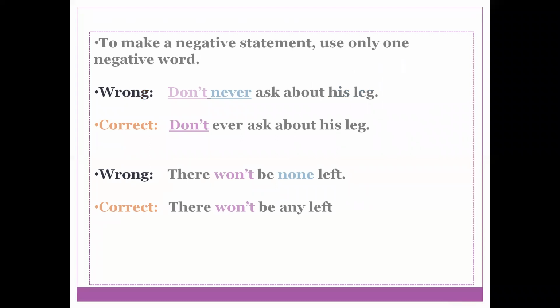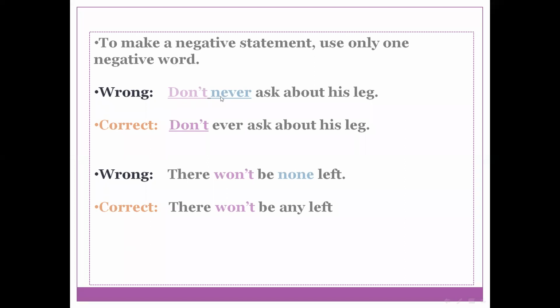To make a negative sentence, use only one negative word. When you are speaking to someone and you want to make a negative sentence, you shouldn't use two negative words together. You have to use only one. Let's see the difference between the correct sentence and the wrong sentence.